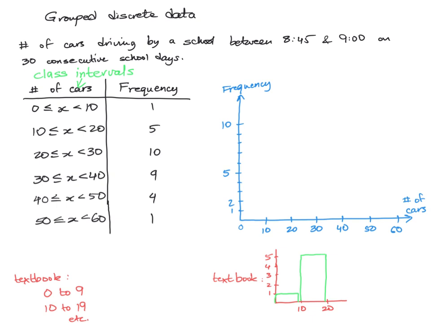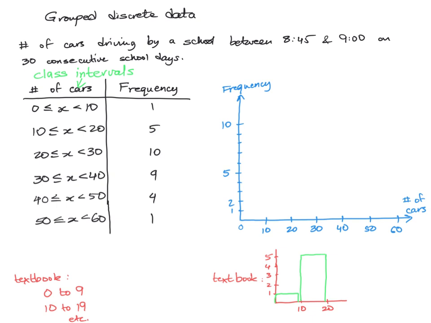Now, because this is discrete data, the textbook actually says 0 to 9, because if it's less than 10, the next number less than 10 when we're counting out cars has to be 9. So they're calling it 0 to 9, 10 to 19, 20 to 29, etc. But I don't like that. I prefer to have it written this way. People will know, because it's the number of cars driving by a school, that it's a discrete data set anyway. So the fact that we're using this notation is okay. It's not going to confuse anybody.